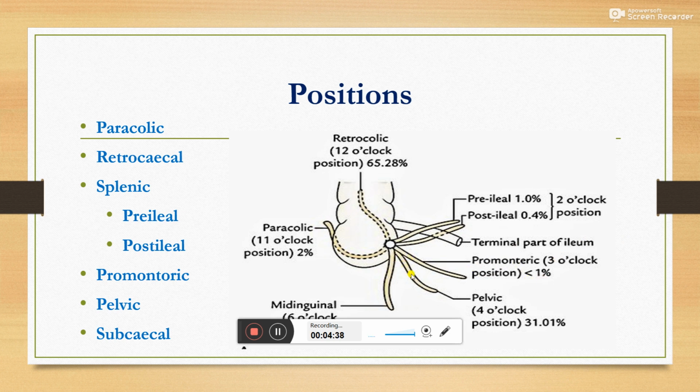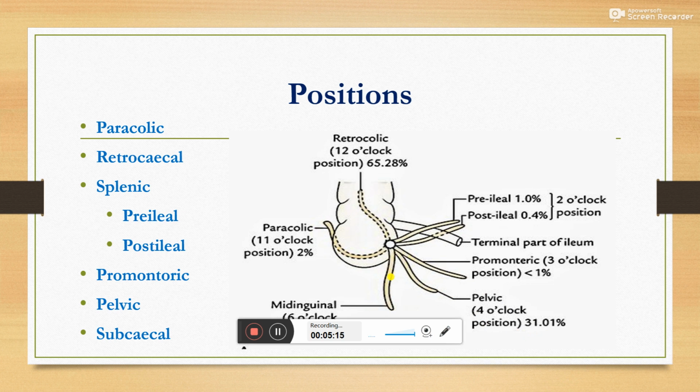Then coming to the pelvic position or 4 o'clock position. In this condition the appendix descends downwards and medially, crosses the pelvic brim and enters into the true pelvis. In females it may be related to the right uterine tube. It is the second most common position, which is found in 31.1% of individuals.